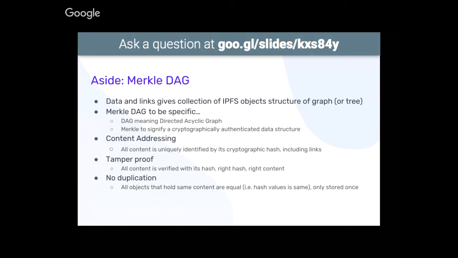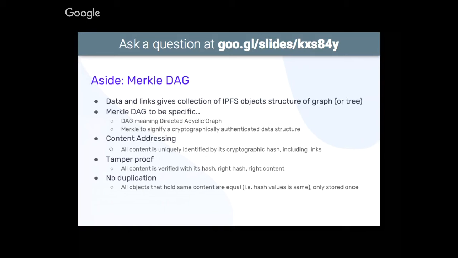this whole thing works. The fact that we have data and links gives our collection of IPFS objects a graph-like structure, as we've seen, or a tree, more visually. And again, just a reminder, DAG means directed acyclic graph. So these links are all directed. It goes from the top and points to sub-objects.